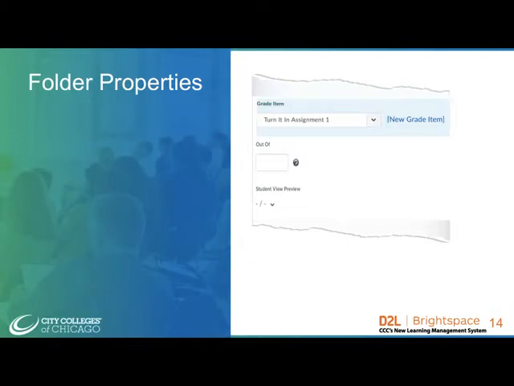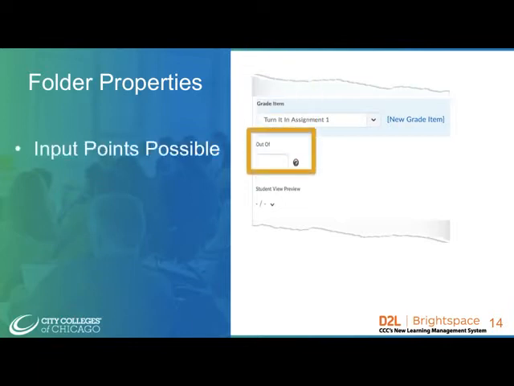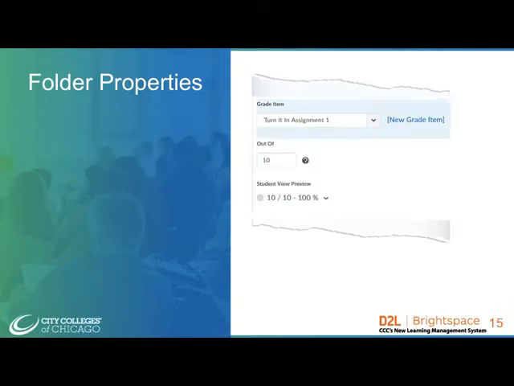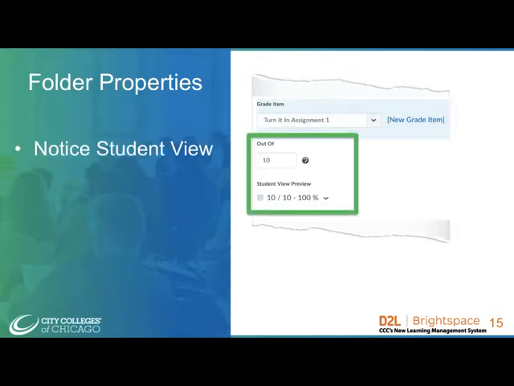Now, remember how I just mentioned that you will need to remember the maximum points possible for your grade item? Well, this is where you will need it. Under the Out of heading on the Submission Folder Properties page, input the same maximum points possible for the assignment that you put in the grade item. Once you've put in the number for the maximum points possible, in this case 10, you'll notice that right below there's a heading called Student View Preview. This shows how the score will look to students in the gradebook.